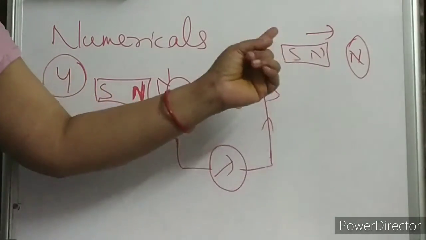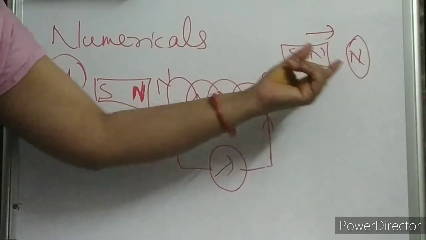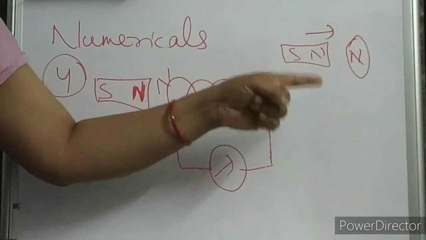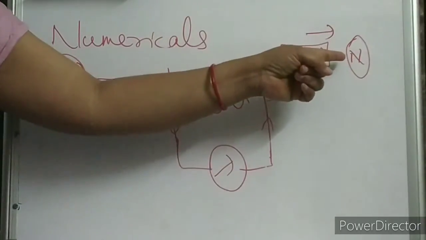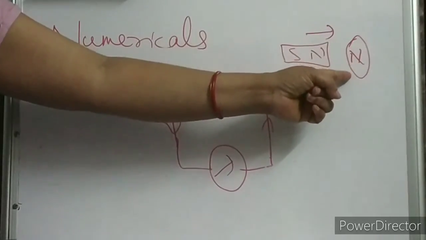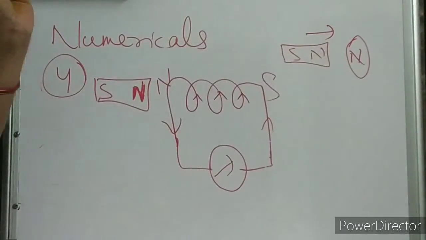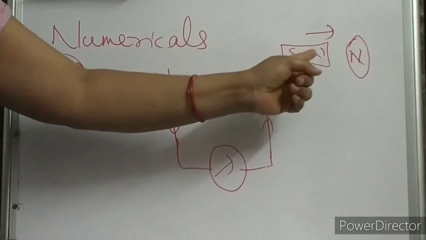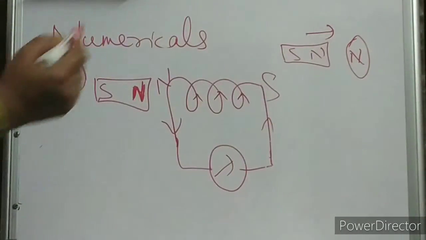Because Lenz's law is to oppose the motion. So it is going toward, that means attraction is happening. So what is the aim of Lenz's law now? It will try to push back. Push back means it has to create a north pole over here, so that immediately it will move in the opposite direction. Clear, children?